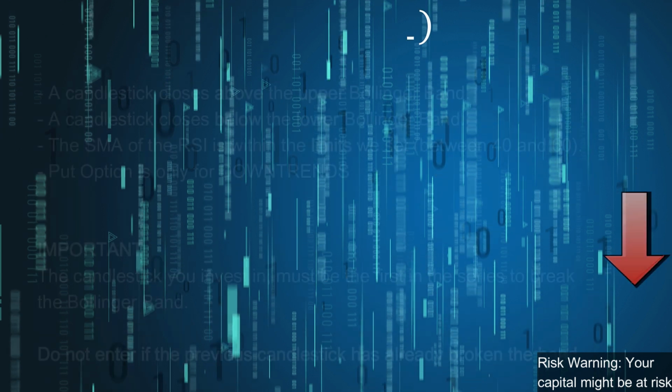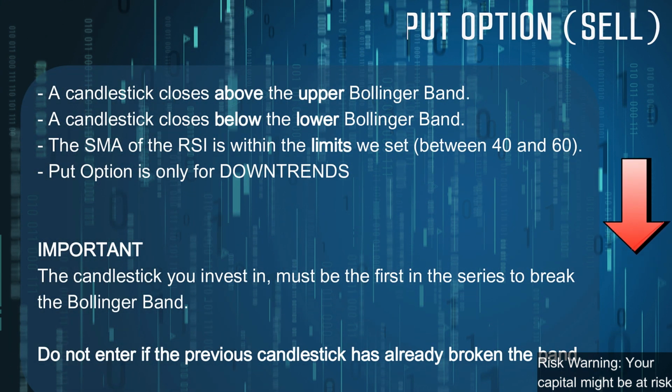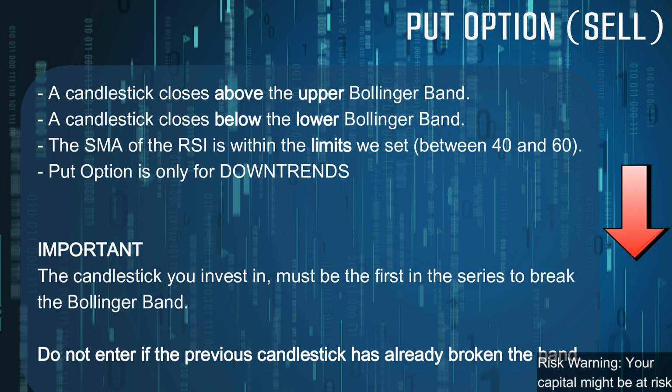If the trend is labeled Strong Sell on investing.com, the rules are as follows. Enter a put trade when a candlestick closes above the upper Bollinger Band. The SMA of the RSI is within the limits we set, between 40 and 60.